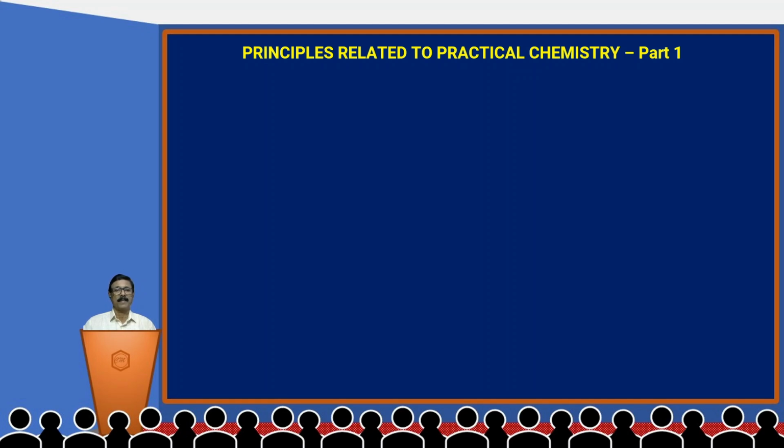Let us begin with part 1 of this series of video classes. We start with detection of extra elements in a given organic compound. Most commonly occurring elements in organic compounds are carbon, hydrogen, nitrogen, sulfur, and halogens such as chlorine, bromine, and iodine.